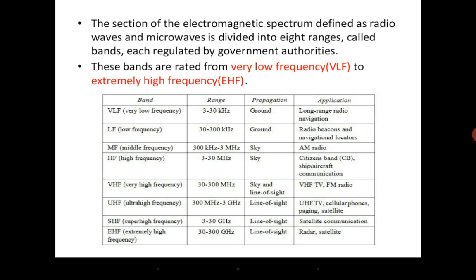This electromagnetic spectrum, which is known as radio waves and microwaves, is divided into 8 ranges. These ranges are called bands. Each band has some frequency range. These frequency ranges are rated from very low frequency to extremely high frequency. According to these ranges, their applications differ and they can be used for different purposes. These band ranges and their applications are listed in the table. So go through them.